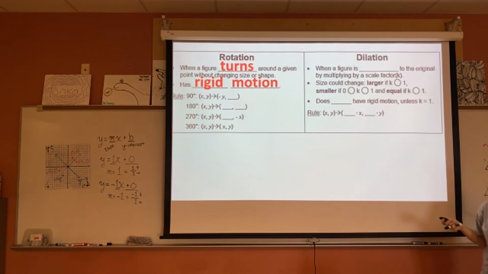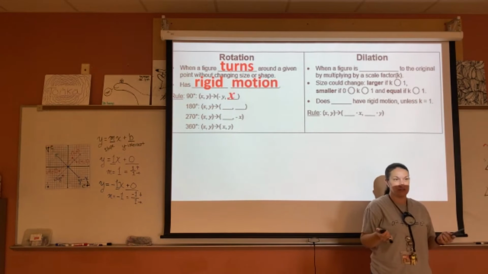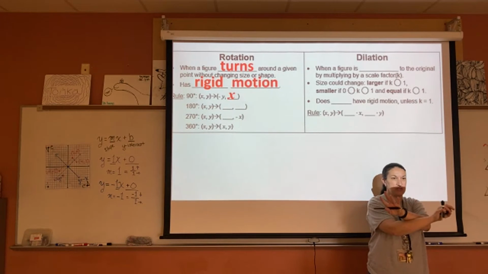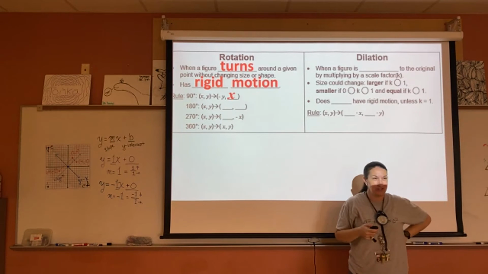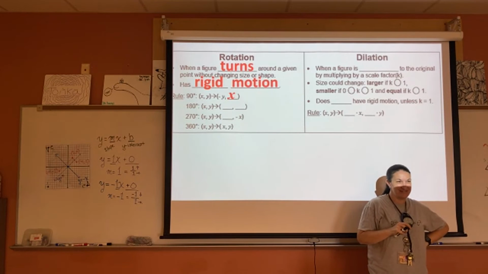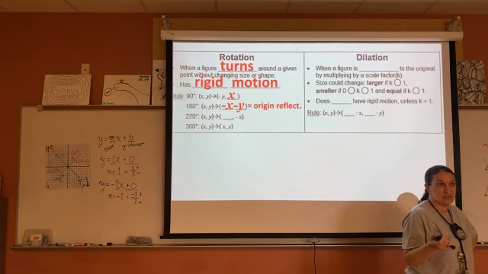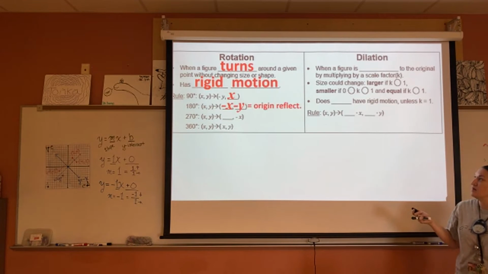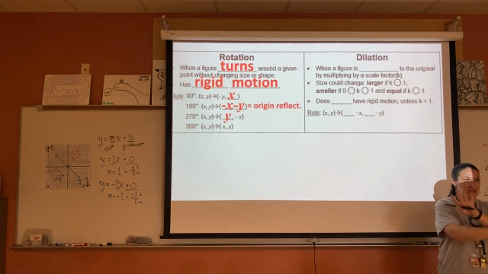So a 90-degree rotation is negative y, x. That means the x and y switch places, and that new y has to become the opposite. The rule for the 180-degree rotation, what is that one? Remember, it's negative x, negative y. Remember, it's the twin to the origin reflection. And then the 270 rotation is positive y, negative x. So they swap places, but now the x is the opposite.